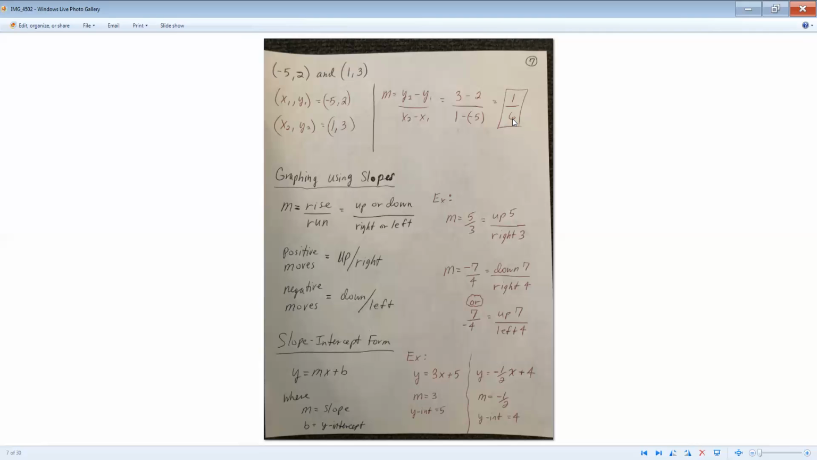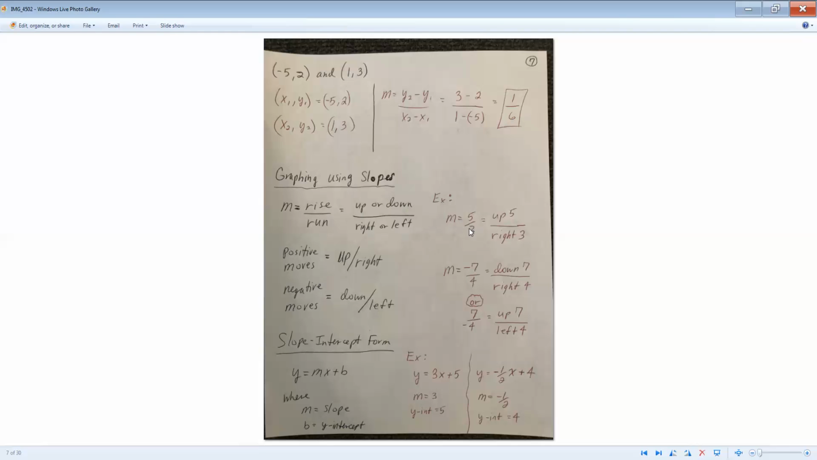All right, so graphing using your slopes. We said the last part of that relationship with your slope was rise over run. Your rise is going to be up or down, while your run on bottom will represent right or left. Now you have positive moves and negative moves. So your positive moves are up and right. Your negative moves are down and left. So that would dictate whether you go up or down versus left or right and vice versa.